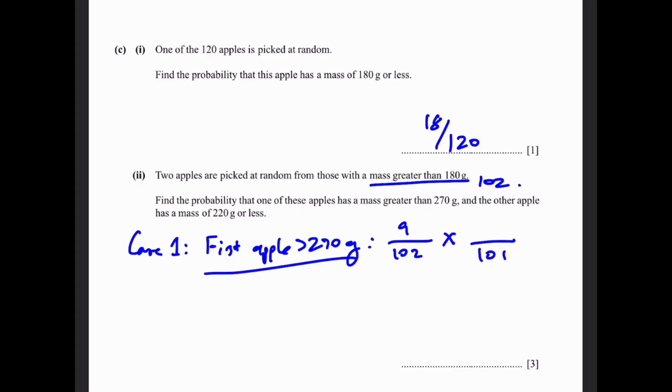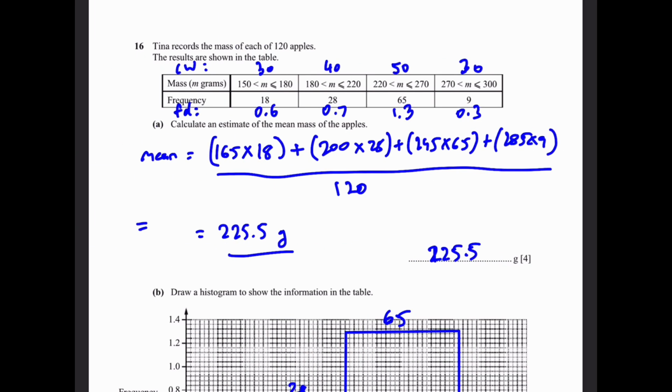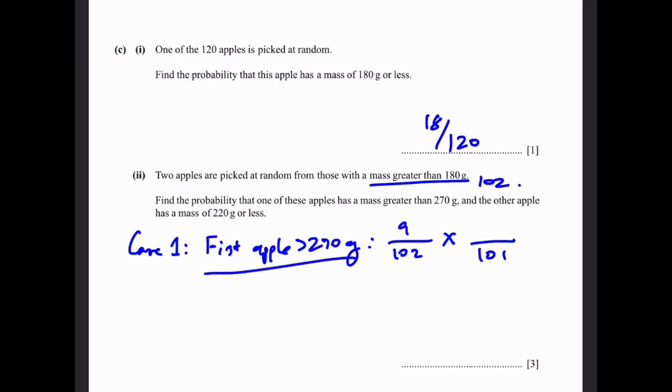And the other apple has to be a mass of 220 grams or less, right? So we can go back to our table and we can see that out of those that are greater than 180, which ones are less than or equal to 220? It's only this class over here, right? And this class has 28 apples. So let's go there and write 28 by 101. And you can do this calculation or you can just leave it like this for now.